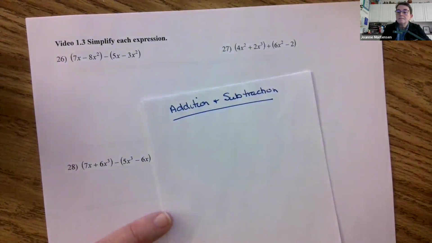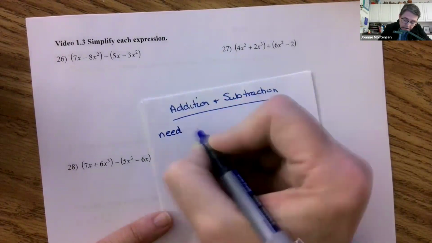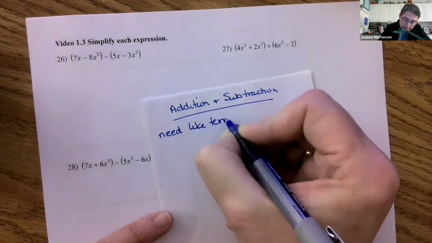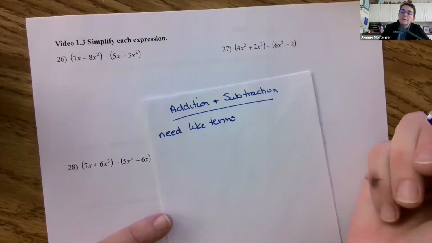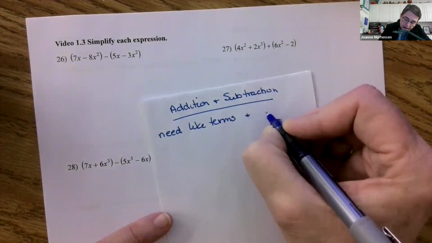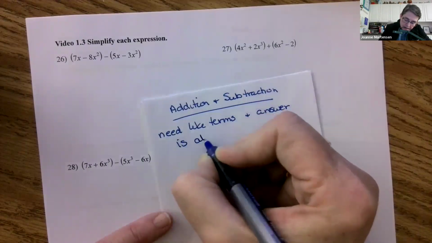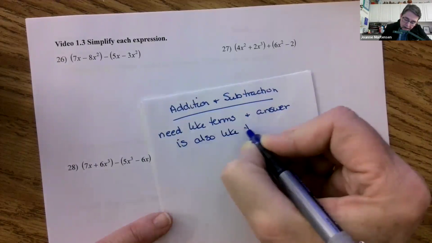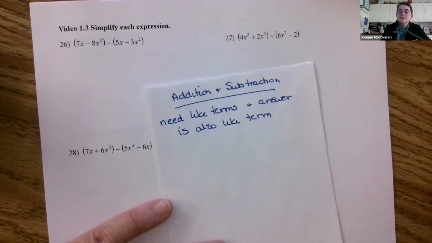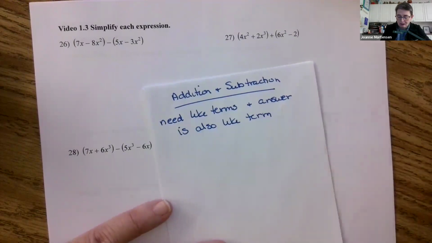What do you need? Like terms. Remember, like terms have the same variable and the same exponent. And the answer is also a like term. One of the things I've learned over the years is that sometimes I write out the rules and then I look at it a week later and wonder what I was talking about.